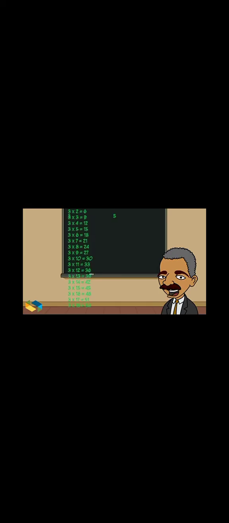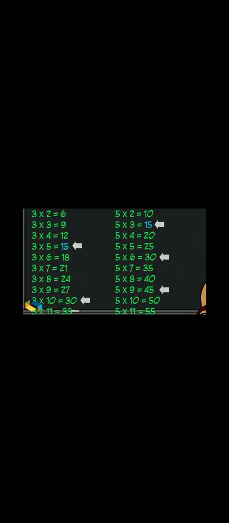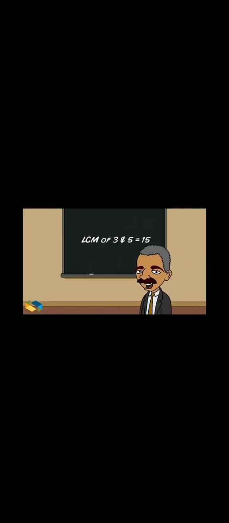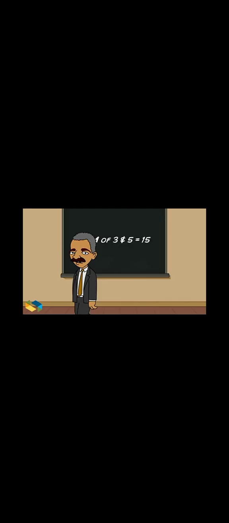These are the multiples of 3 and these are multiples of 5. As you can see, unlike factors, the multiples go on and on and on, though not beyond infinity. And voila, there are some common numbers here too. The smallest or the lowest being 15. So the lowest common multiple or LCM of 3 and 5 is 15.